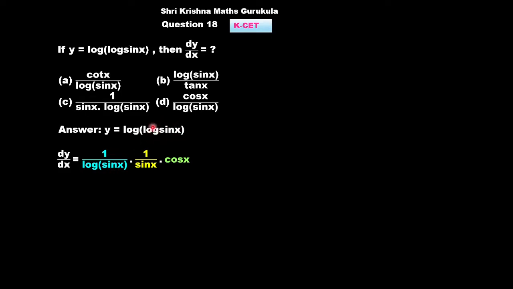Now log of sin x has to be differentiated. Again we use the same derivative of log x, which is 1 by x. So in place of x we have sin x, so the derivative of log of sin x is 1 by sin x. Now sin x has to be differentiated as per chain rule. The derivative of sin x is cos x, so we have written cos x here. So cos x by sin x will be cot x, whole divided by log of sin x.